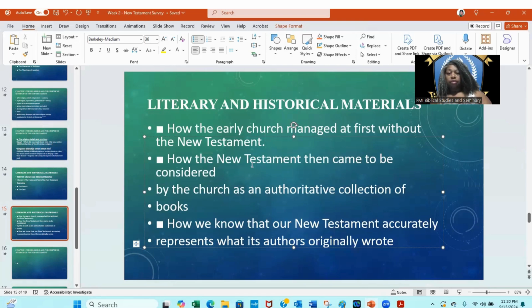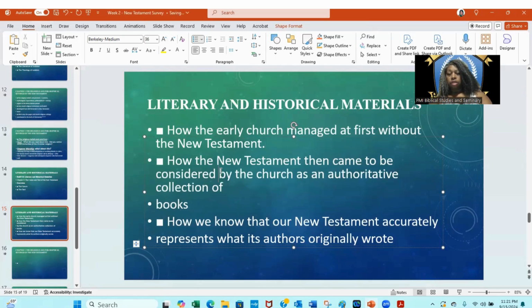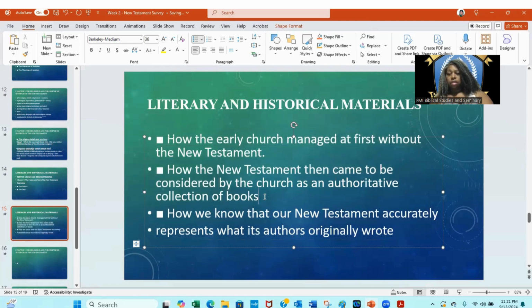All right. So then we'll talk about how the New Testament came to be considered by the church. When the church decided what books was going to go in the Bible and what books were not going to go in the Bible, this was done systematically. So it's no surprise that books were left out because this was how they did things. And then we're going to talk about how we know our New Testament accurately represents what its authors originally wrote.